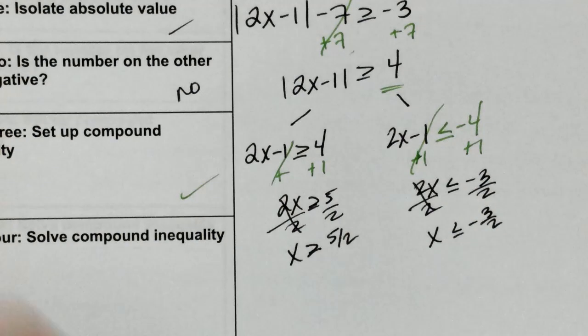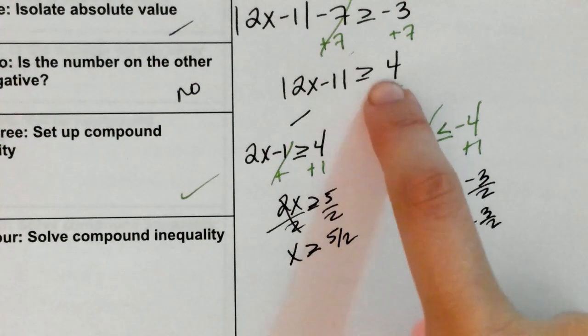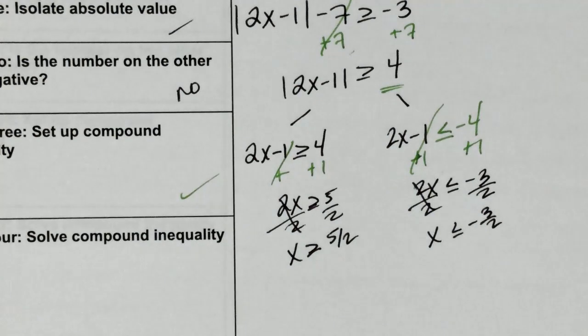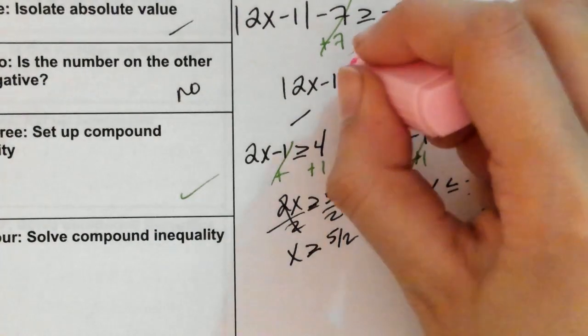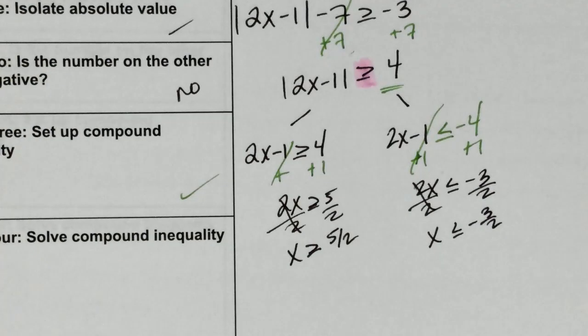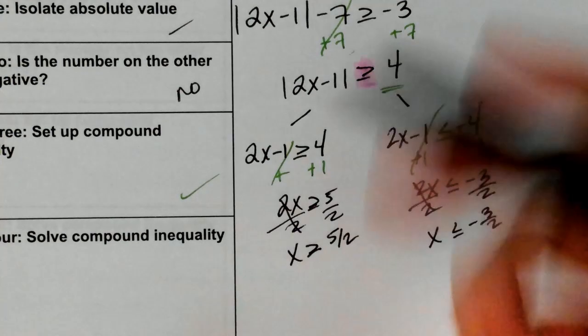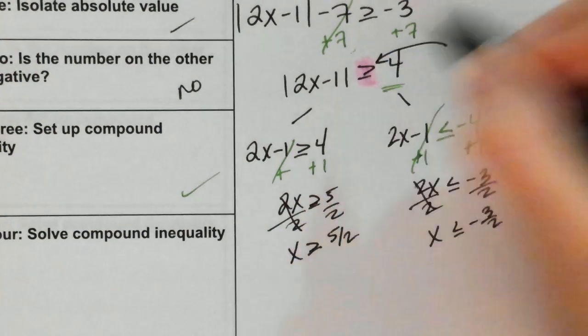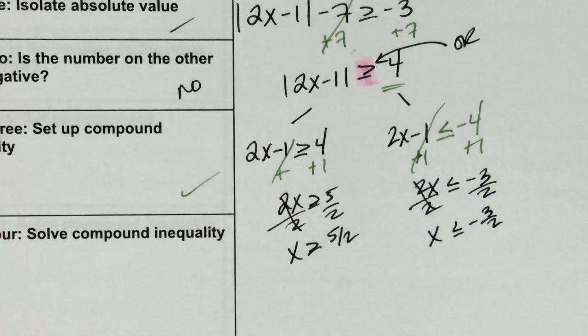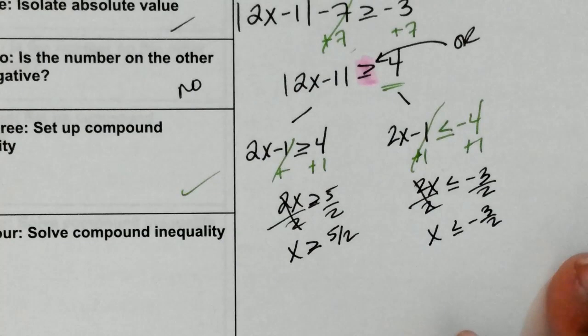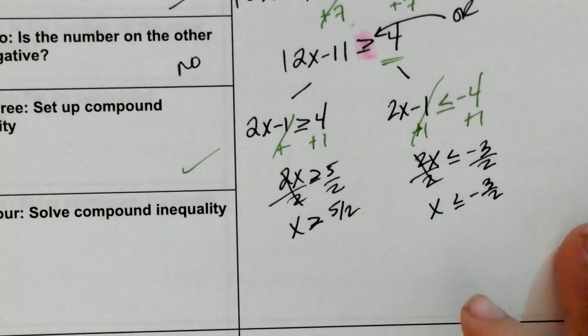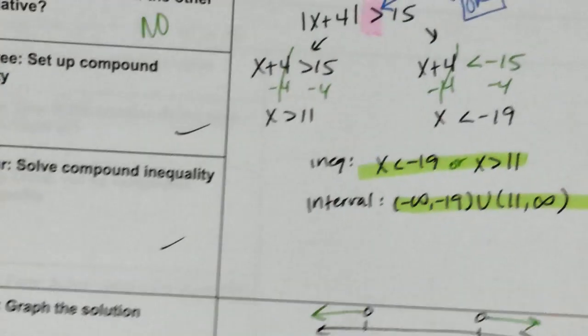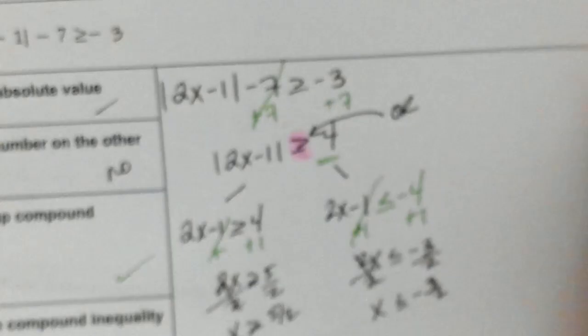Then I go right up to my problem right before I separate it, when my absolute value is isolated. And I check, okay, what symbol do I have? Well, this is an OR case again. It's greater, OR. So I need to write it as an OR problem. So greater than or equal to still counts as OR cases.